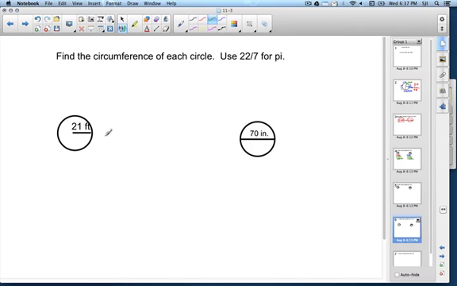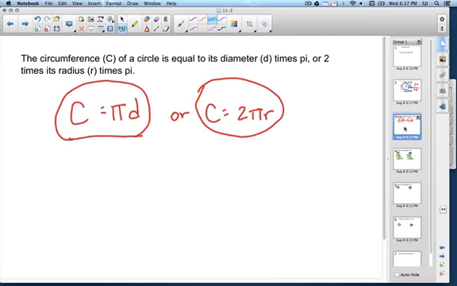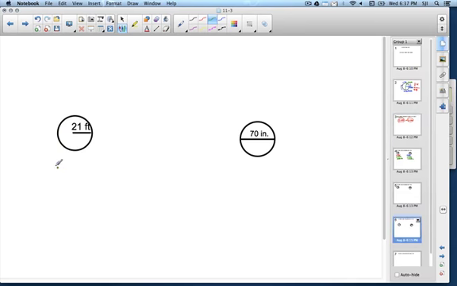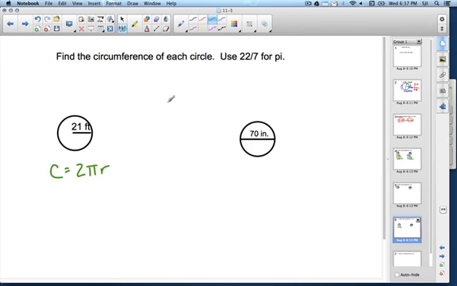So here's our first one. Take a look at this, we figure out, okay, what information do we have? Is this a radius or is this a diameter? It's a radius. Go back to the equations. That means we want the second one. So C equals 2 times pi times radius. So now I'm going to substitute in my information.